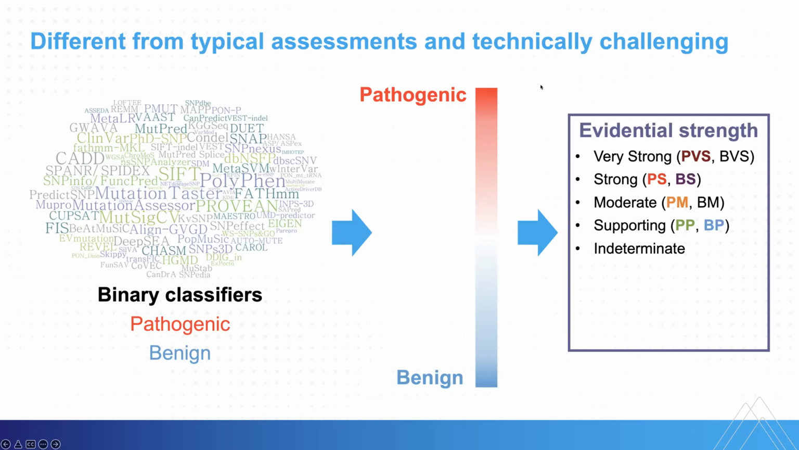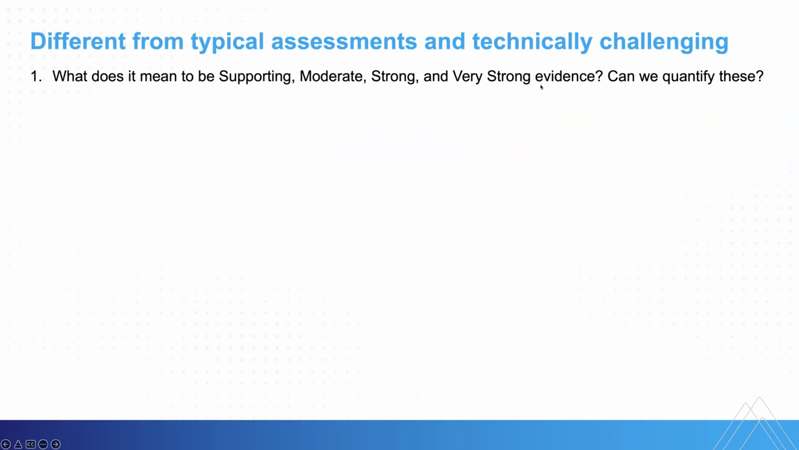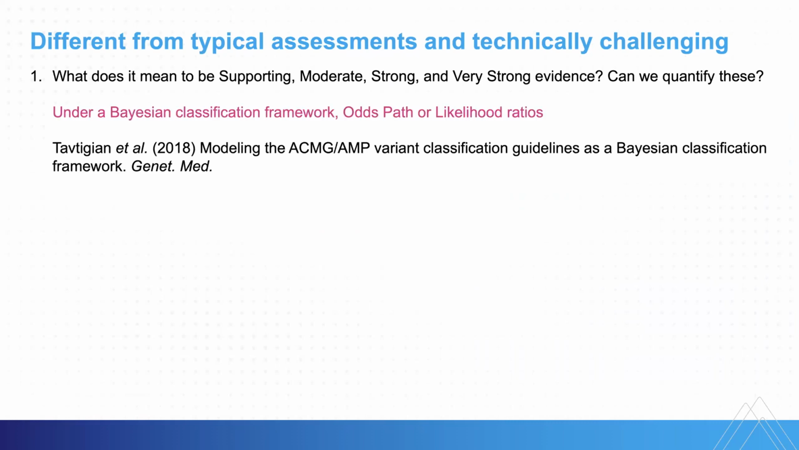Okay. All right. So I'm going to jump into a little bit of detail just to illustrate what this effort entailed. The first question we had to ask was, what does it mean to be supporting, moderate, strong and very strong evidence? Is there a quantitative definition for these? Fortunately, Tavtigian et al. had this paper about 4 years ago where they framed the ACMG guidelines in terms of a Bayesian classification framework and used odds of pathogenicity or likelihood ratios as ways to quantify these different levels of evidence strength.